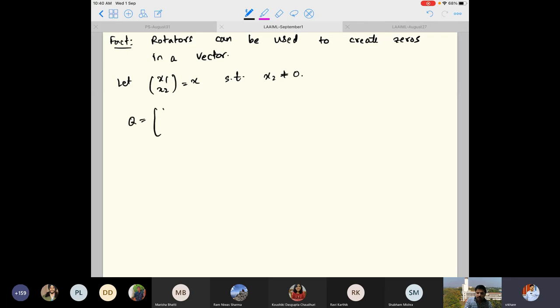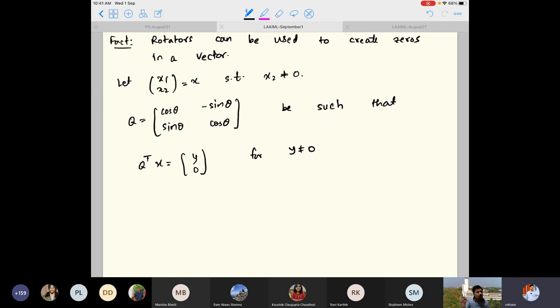So let Q be the matrix, which is cos theta, minus sin theta, and cos theta. Okay, this is the matrix. I will just do a slight modification in the notation such that Q transpose X is actually Y0. So I will choose the transpose of this matrix, Q transpose X, which is equal to Y0 for some Y. What I am doing is not different than what Ramnivas was saying, right? I will just rename that Q as Q transpose so that I can write the QR decomposition theorem in a very nice way. So this is what we'll do.